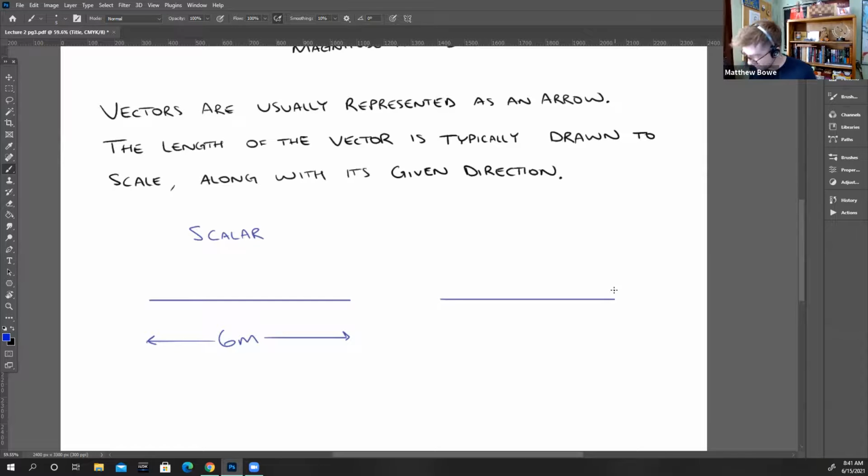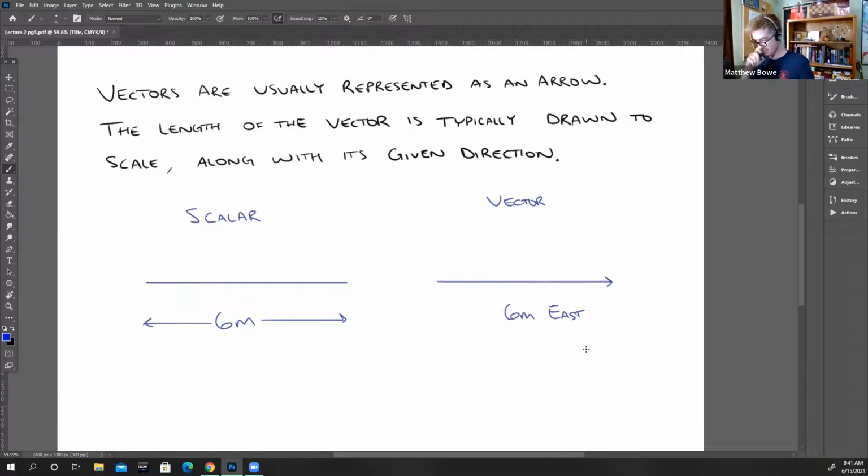Then we have a vector, which is specifically drawn as an arrow. And this is something that maybe I'll say like, you need to walk 6 meters east. So that's me connecting a direction to this value.